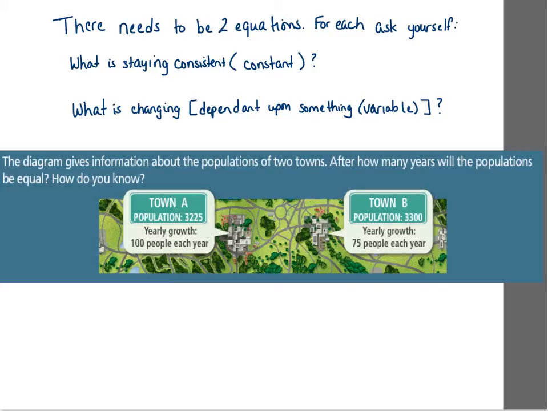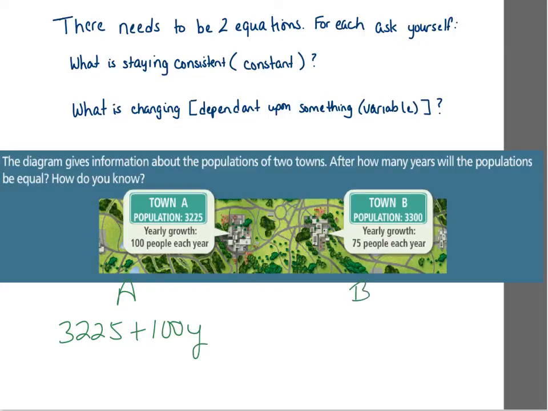When creating an equation, we need to ask ourselves what's staying consistent and what is changing, or what's a variable. Taking a look at this, in town A we have a constant of 3,225. That's not going to change. That's going to stay constant no matter what. What changes is the 100, silly me, 100 per year.